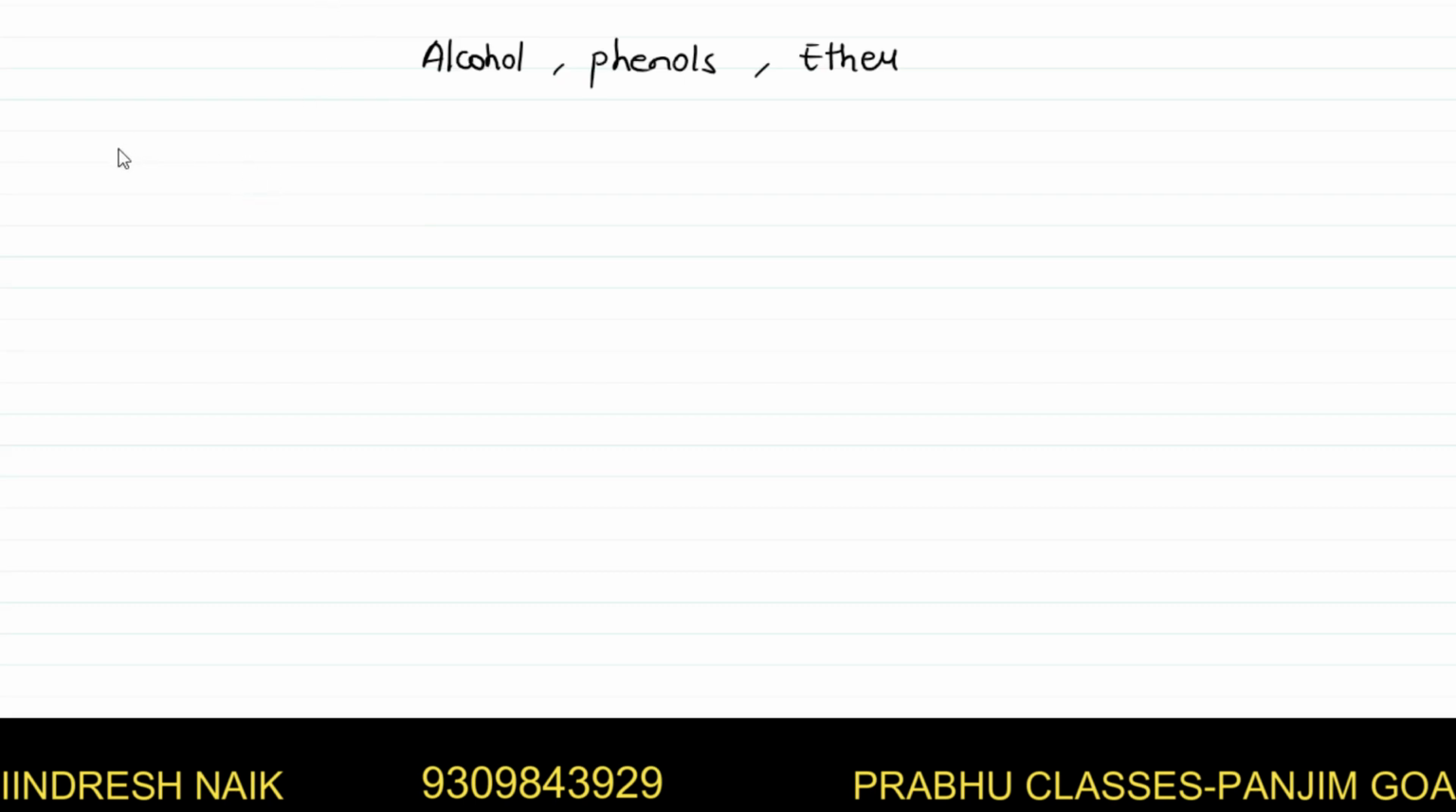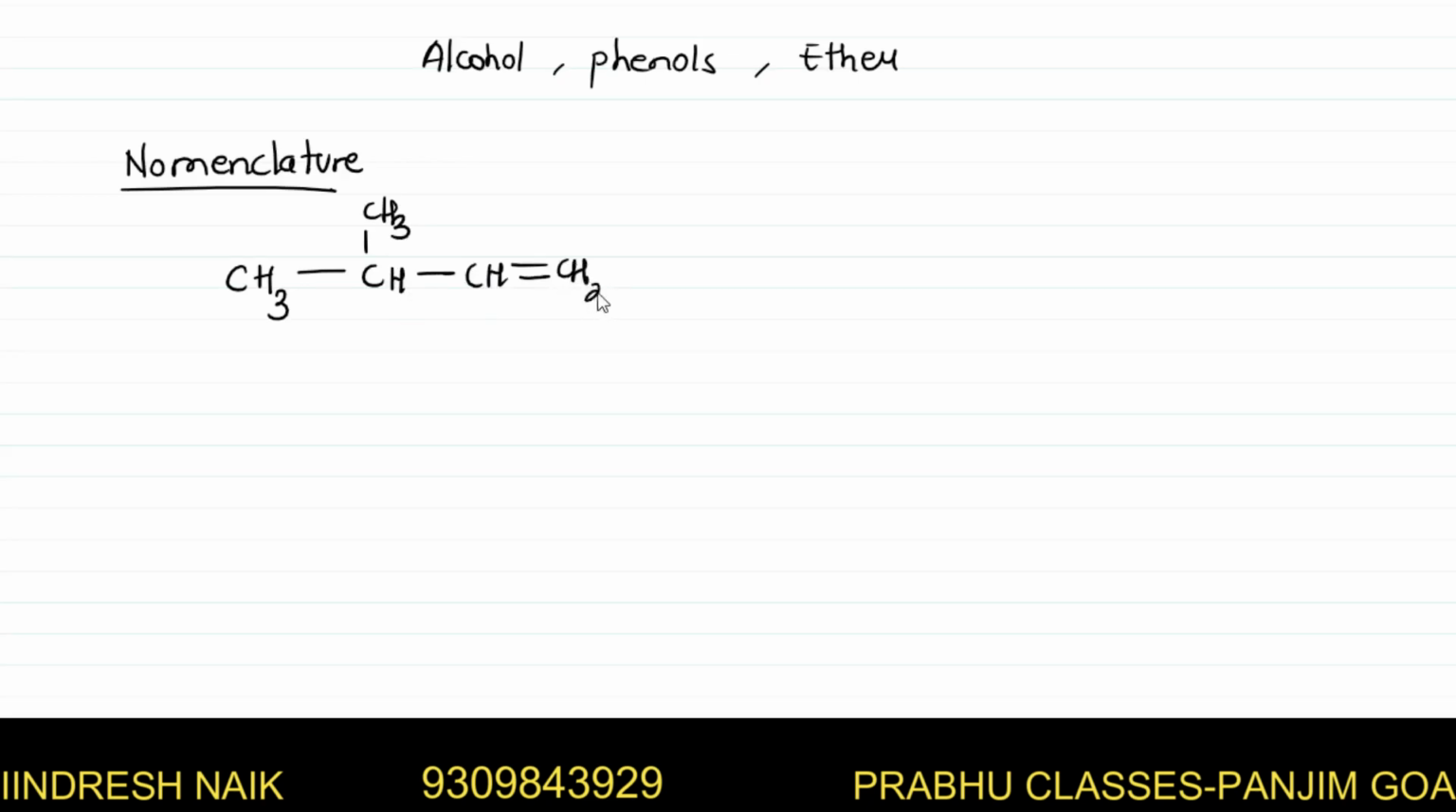So first thing I am going to discuss is the nomenclature. Let's take this example. How to name this compound? CH3, I'll put OH over here, and this is CH3. This is the alcohol. How to name this?